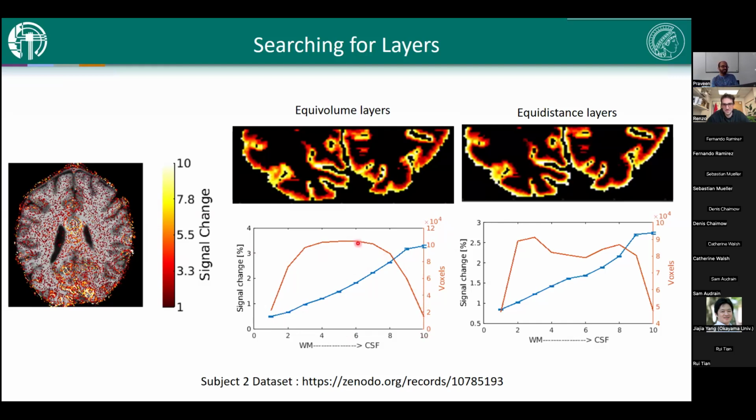And the orange line is a voxel histogram basically across the layers, just to have an intuition how much data I'm averaging across. And the same for equidistant, and you can see the voxel distribution is quite different, and therefore you see a little bump. I don't know whether it's a real effect or just the histogram.